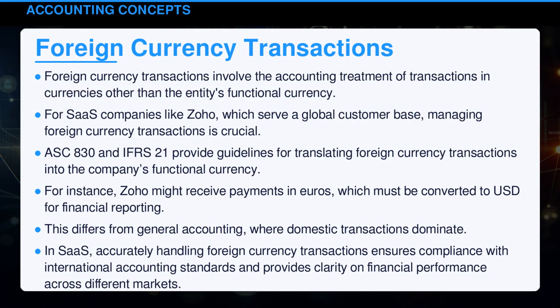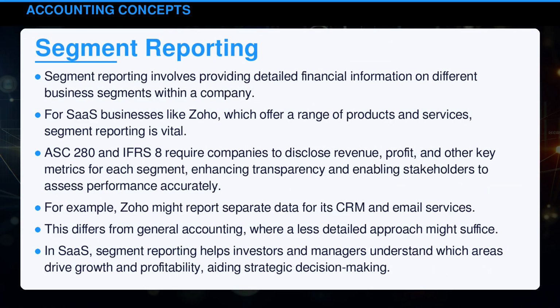In SaaS, accurately handling foreign currency transactions ensures compliance with international accounting standards and provides clarity on financial performance across different markets. Segment reporting involves providing detailed financial information on different business segments within a company. For SaaS businesses like Zoho, which offer a range of products and services, segment reporting is vital. ASC 280 and International Financial Reporting Standards 8 require companies to disclose revenue, profit, and other key metrics for each segment, enhancing transparency and enabling stakeholders to assess performance accurately.